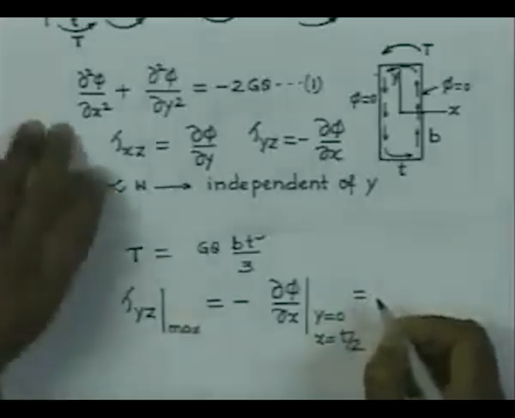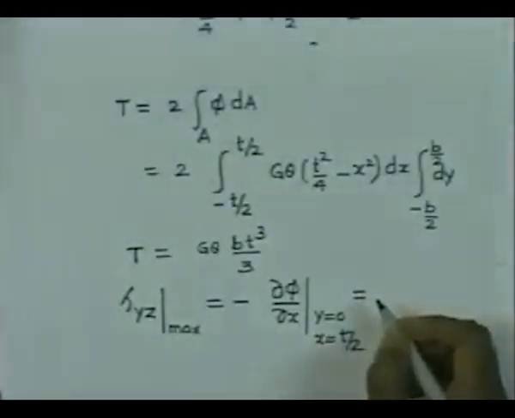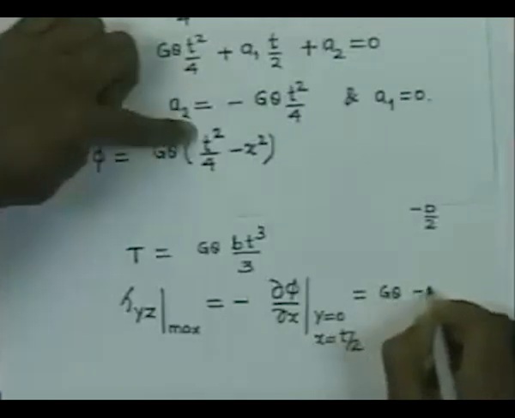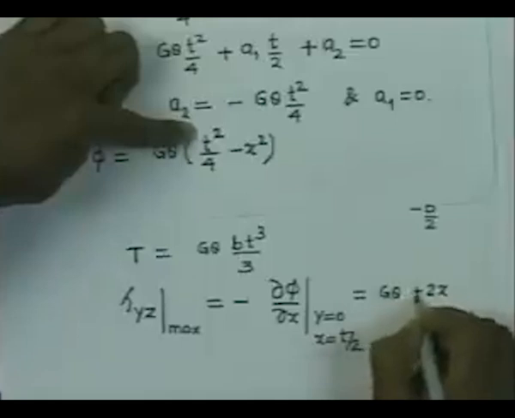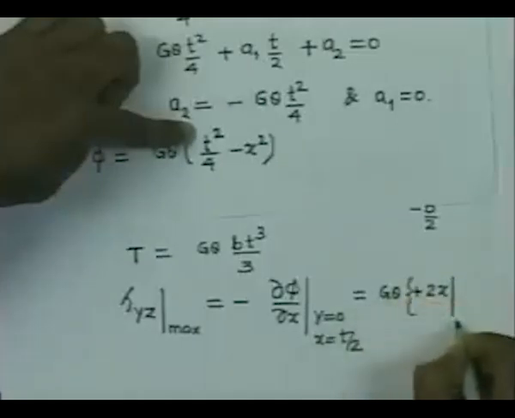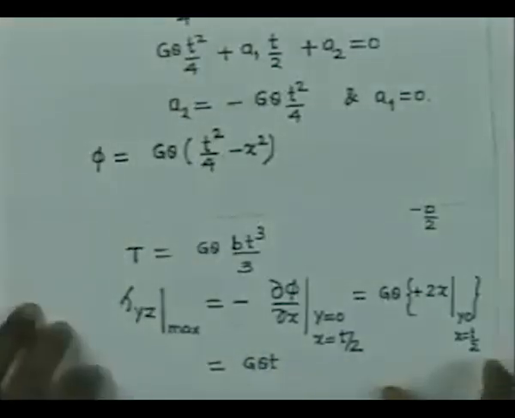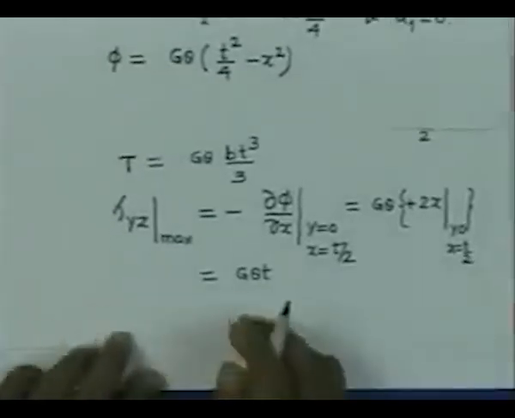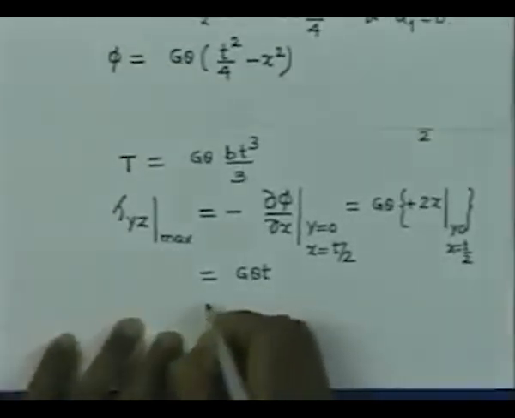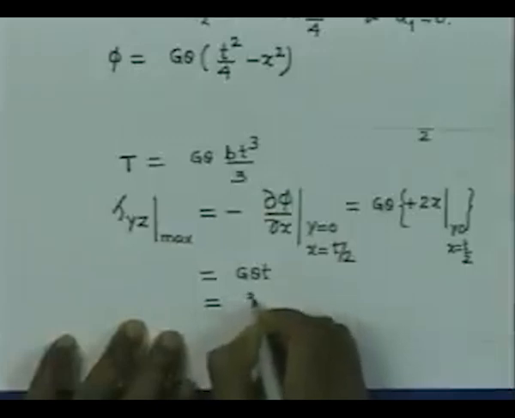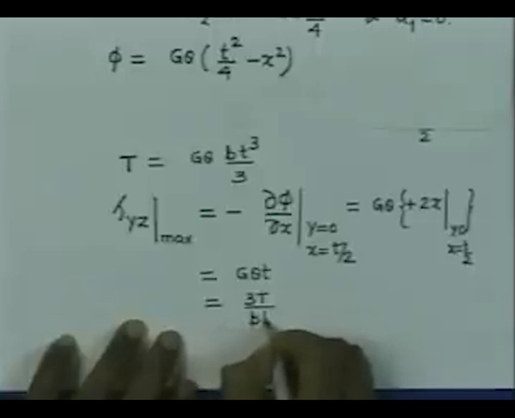Since our form of phi is already known, if we do that, it is g theta into minus 2x. So, minus 2x becomes plus, at y equal to 0, x is equal to t by 2. This gives us g theta into t. So, the maximum shear stress is this much, and since we have g theta available in terms of torque, if we substitute the value of g theta equal to 3T by b t cube, it gives us 3T by b t square. So, that is the maximum stress.